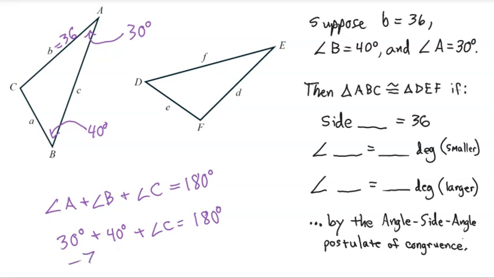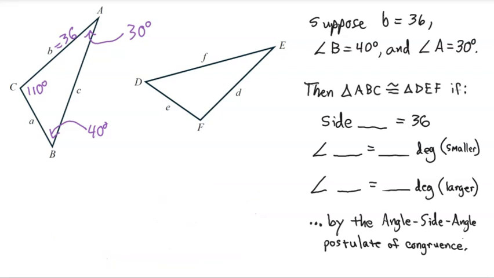So if we subtract 70 degrees here and subtract 70 degrees here, we get that angle C is equal to 110 degrees. And so now we do know the measure of this angle. So now we have angle, side, angle, okay? And so we need to think, well, what side over here in triangle DEF corresponds to side B?